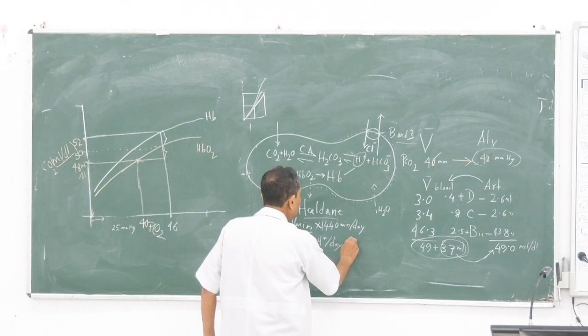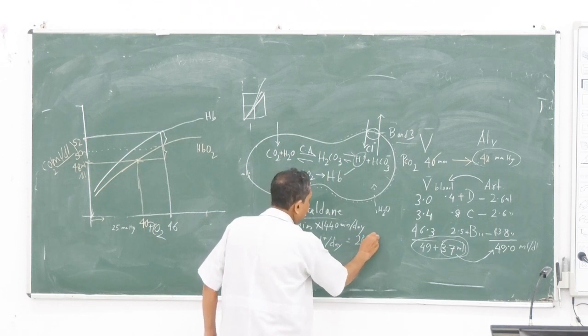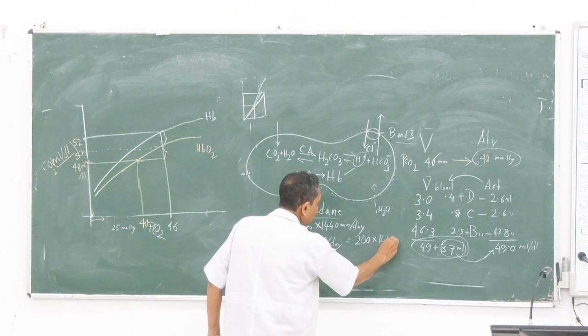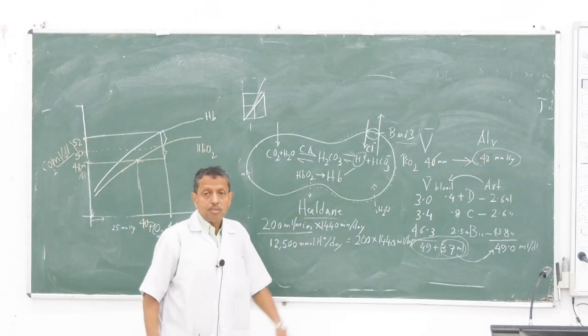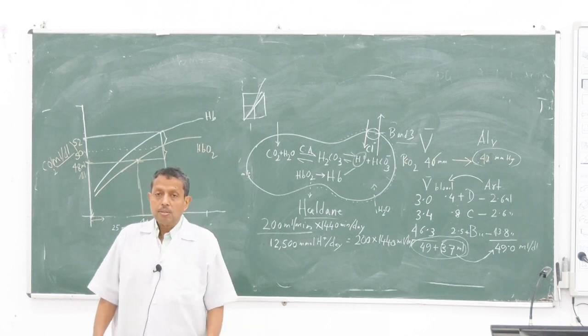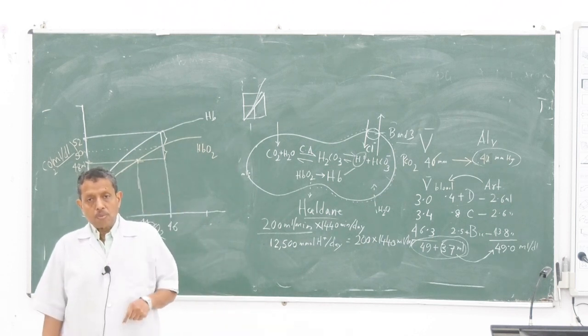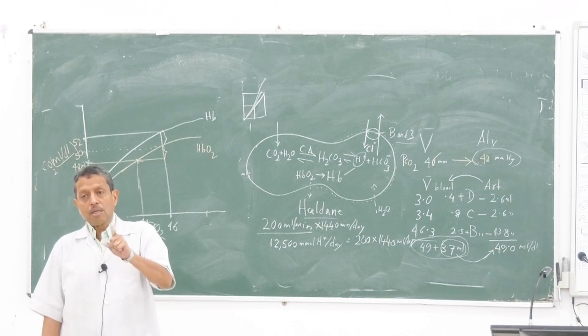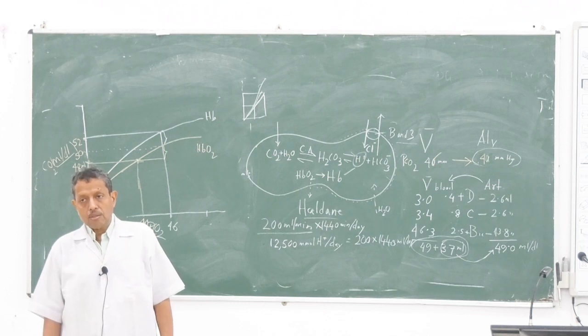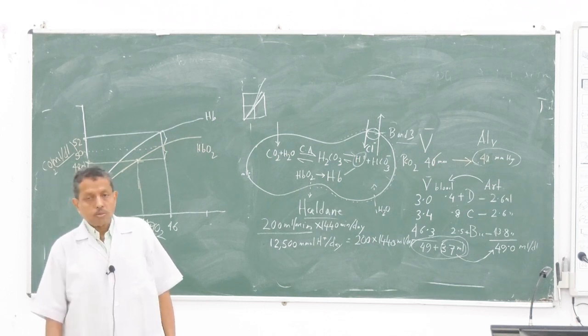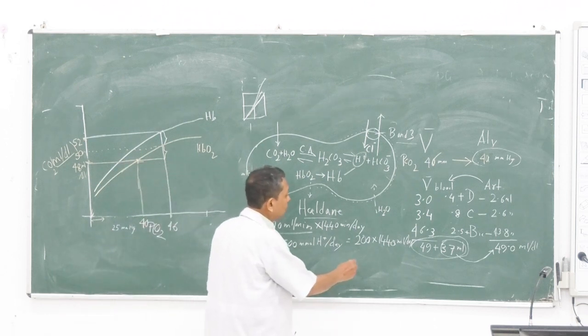So this will become 200 multiplied by 1440 ml per day. And to convert this into moles, 1 mole of gas is equal to 22.4 liters.